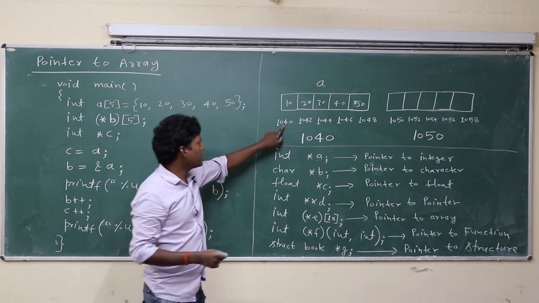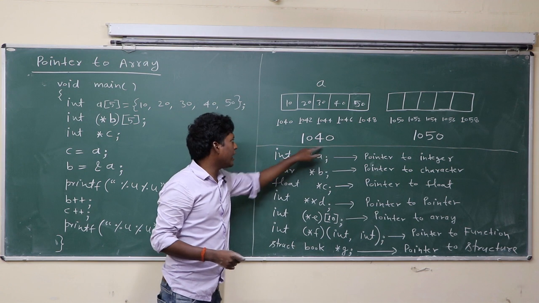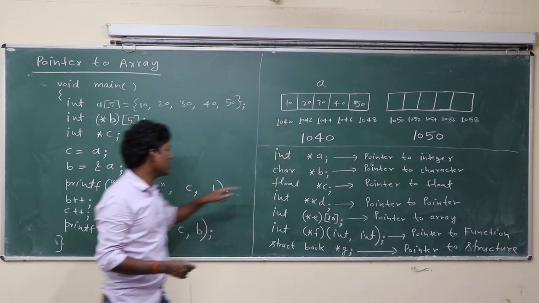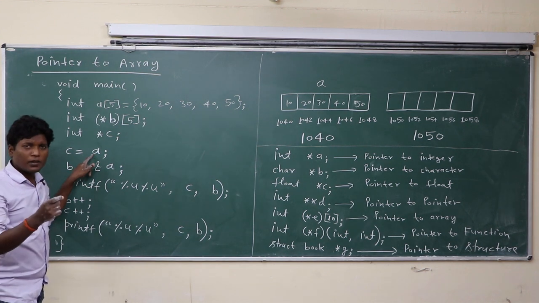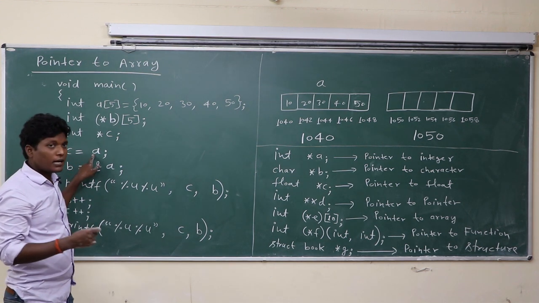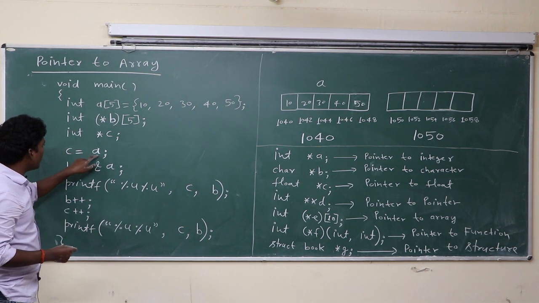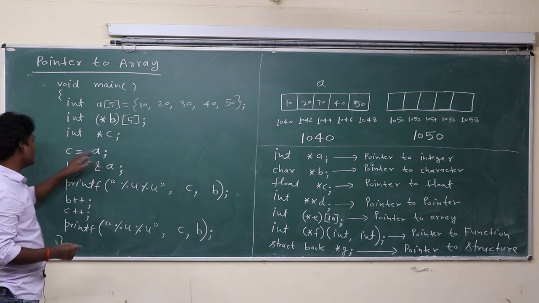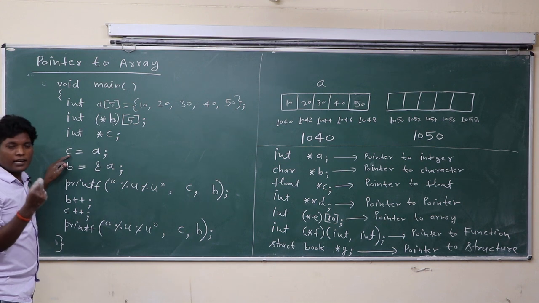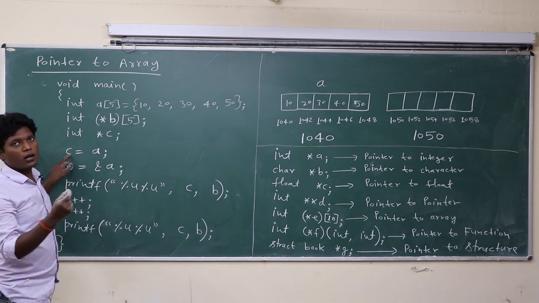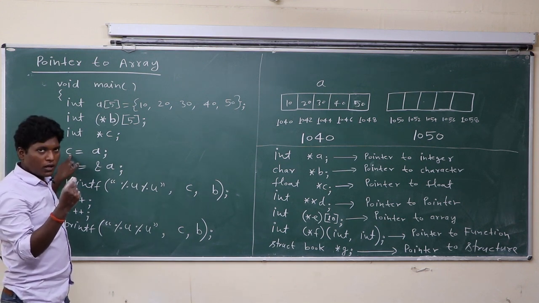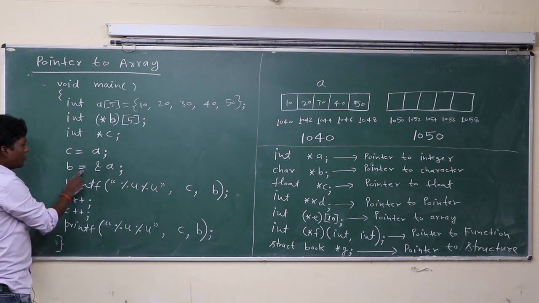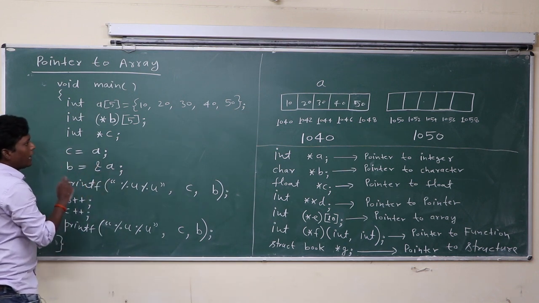So this is the base address. The overall address becomes the first block address, which is called the base address. When you supply the array name, it gives the base address. So C = A, which means the base address of array A is given to C. C has the address of the first block of array A.